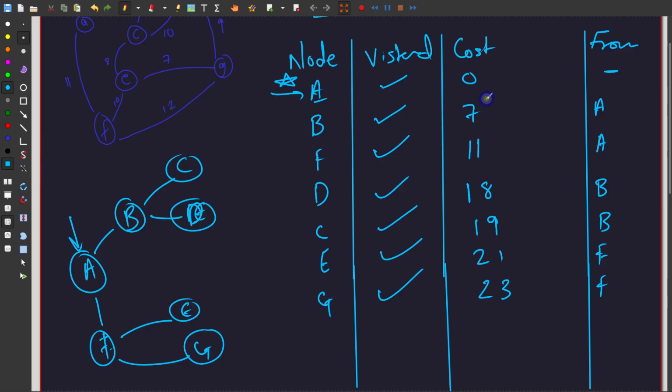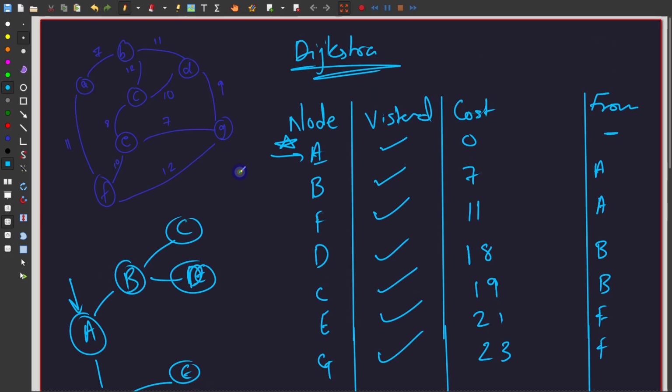You know what the cost is of every single vertex to get to a particular vertex, and you also know from where you actually have to go to get to the vertex. That is basically how Dijkstra's algorithm works. It does not find all pair shortest path. It is a greedy algorithm that only finds the shortest path from one particular vertex to all other vertices.